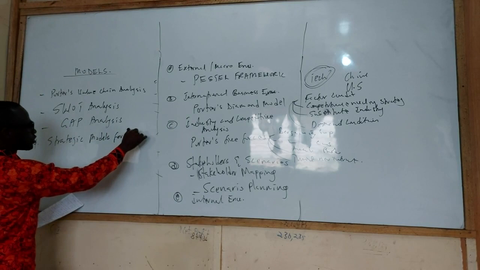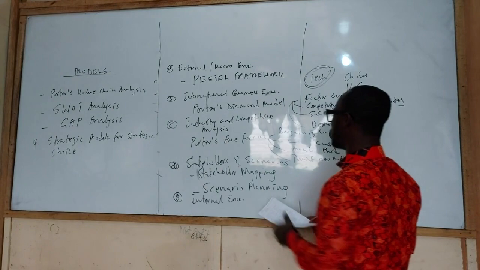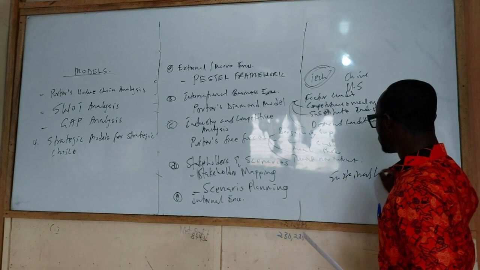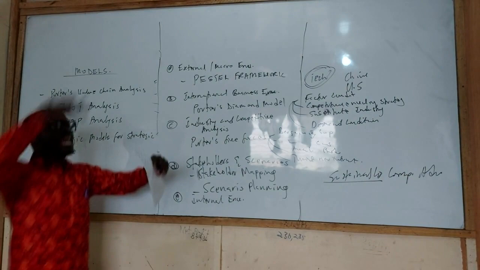Strategic module for strategic choice. One of the things you'll be learning in this course primarily is to be able to assist companies so they can make a decision and help them to gain what we call sustainable competitive advantage. When we say sustainable competitive advantage, we mean being at the cutting edge, leading the markets, dominating the markets for a long period of time.